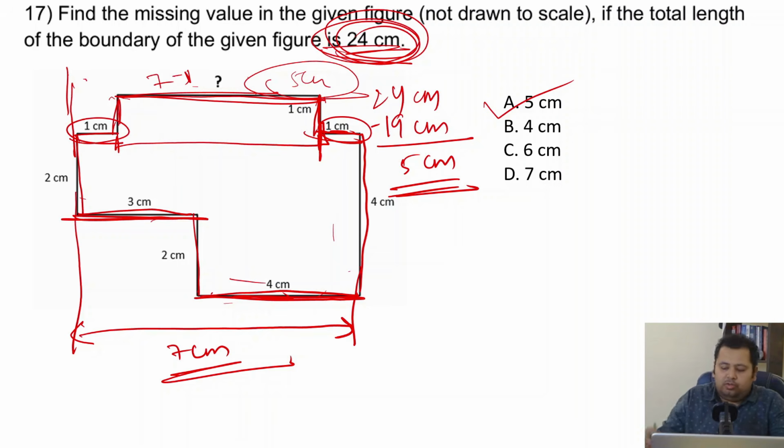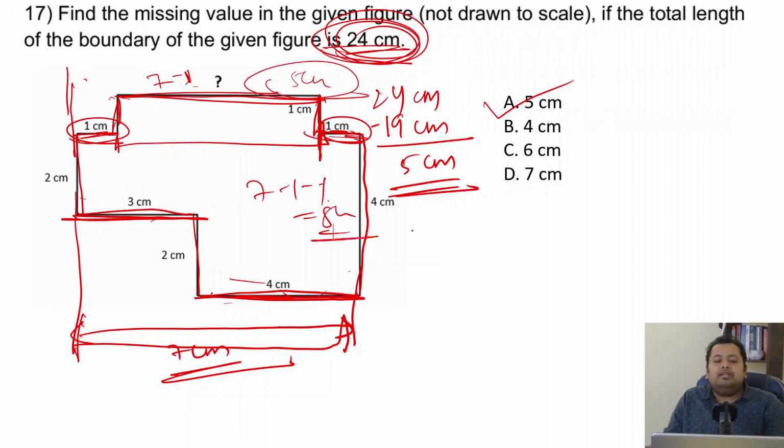So obviously this is the total. This one is the total minus this one and minus this one. So this becomes 7 minus 1, that is 5 centimeter. So there are two ways to look into it. Whichever way you want to do it is correct, but finally, 5 centimeter would come out as an answer.